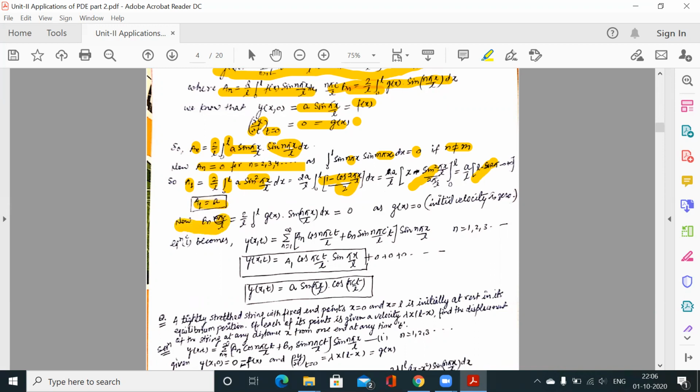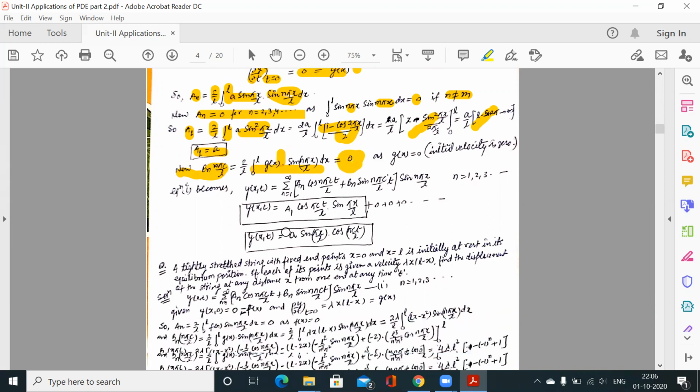Now bn n pi c by L is this. Now because this gx is 0, so all bn would be 0. So this is the final solution. So only a1 is non-zero, all bn are 0, all an are 0.